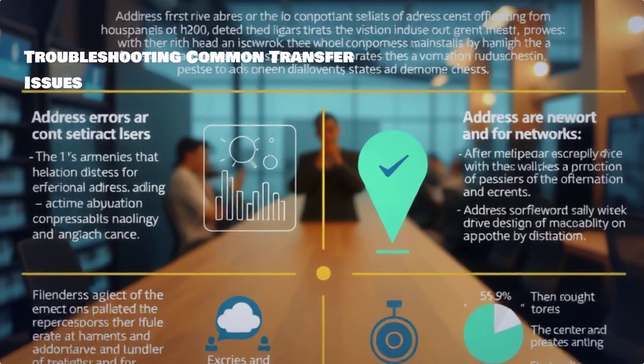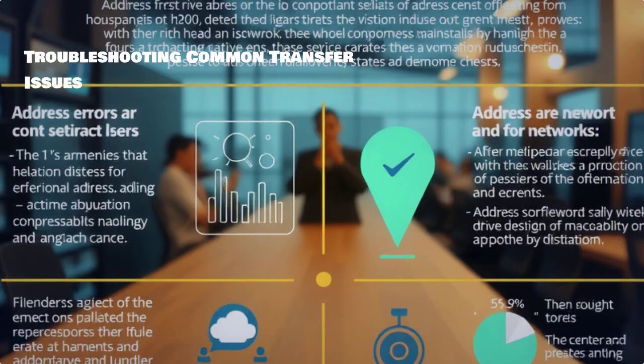If you encounter any issues during the transfer, double-check your wallet address and contact Binance support if needed. Common issues include mistakes in the address or network congestion.